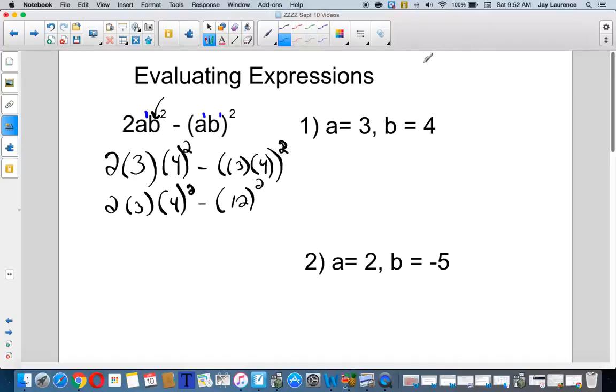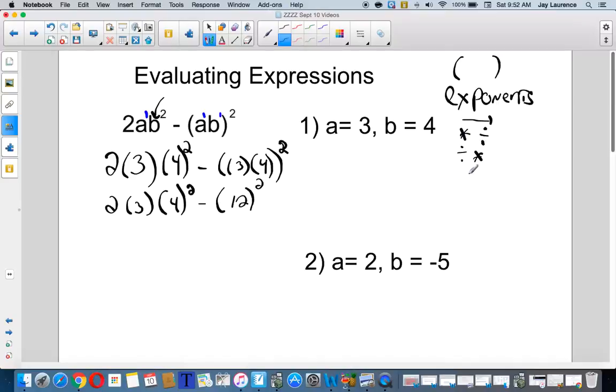Remember, the order of operations says you do parentheses first, then you do exponents, and by the way, exponents and roots have equal value. Then you do multiplication and division, left to right, so it could be division or multiplication, depending on which comes first.